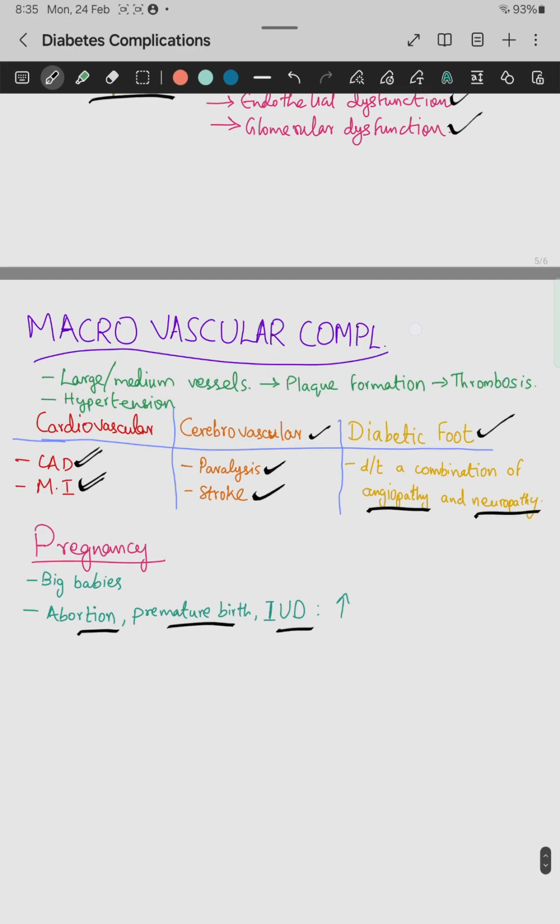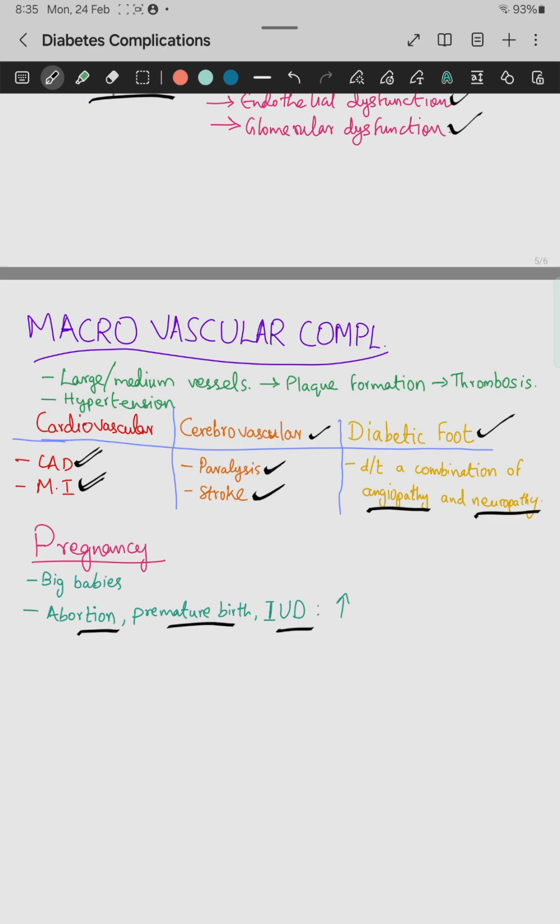Now macrovascular complications are seen in large and medium-sized vessels, due to thrombosis, which is due to plaque formation. So plaque formation leads to thrombosis. Hypertension is seen in these individuals. Cardiovascular causes coronary artery disease and also myocardial infarction. Cerebrovascular, that is if thrombosis occurs in the cerebrovascular system, then it causes paralysis and stroke. And diabetic foot is due to a combination of angiopathy as well as neuropathy.